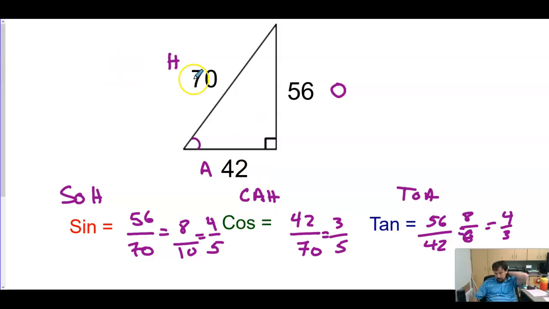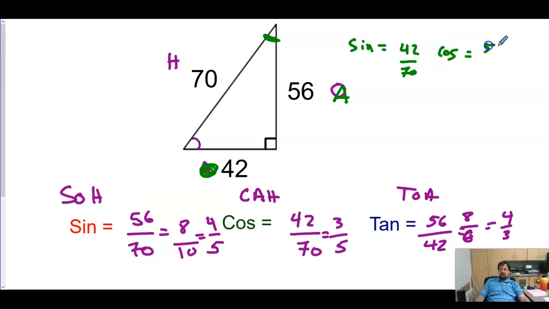Okay, now realize these answers would change a little bit if I was talking about this angle instead. Because if we're talking about this angle and not that one, this would be changed to the O, and this would be changed to the A. So my sine would be 42 over 70. My cosine would be 56 over 70. And my tangent would be 42 over 56.